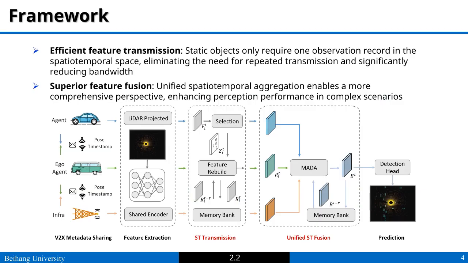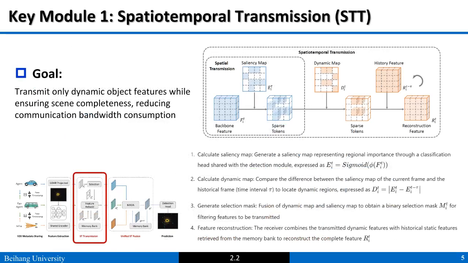We begin with V2X metadata sharing, followed by feature extraction. In ST transmission, static objects only require one observation record, saving bandwidth. Finally, unified ST fusion aggregates all features to produce a more comprehensive prediction, improving perception in complex scenarios. The goal here is to transmit only dynamic object features while ensuring scene completeness.